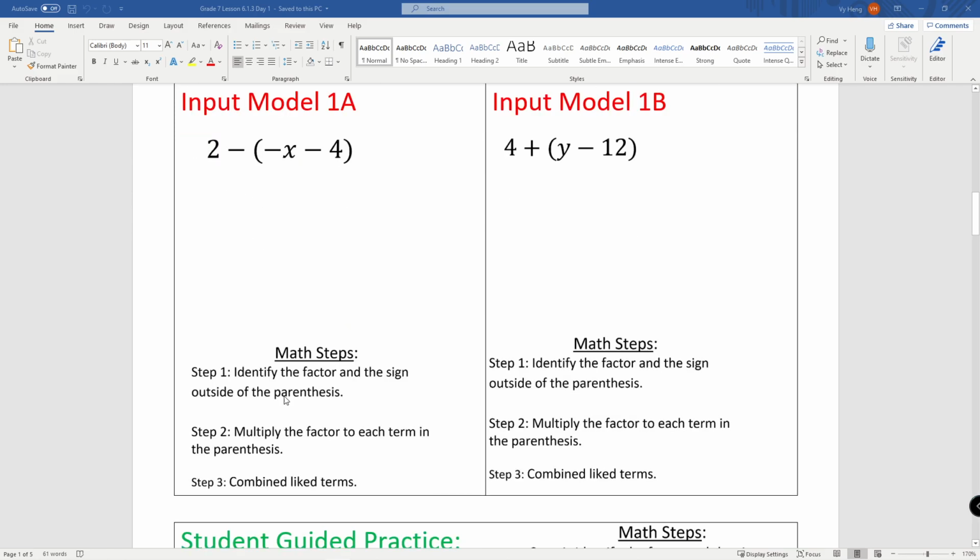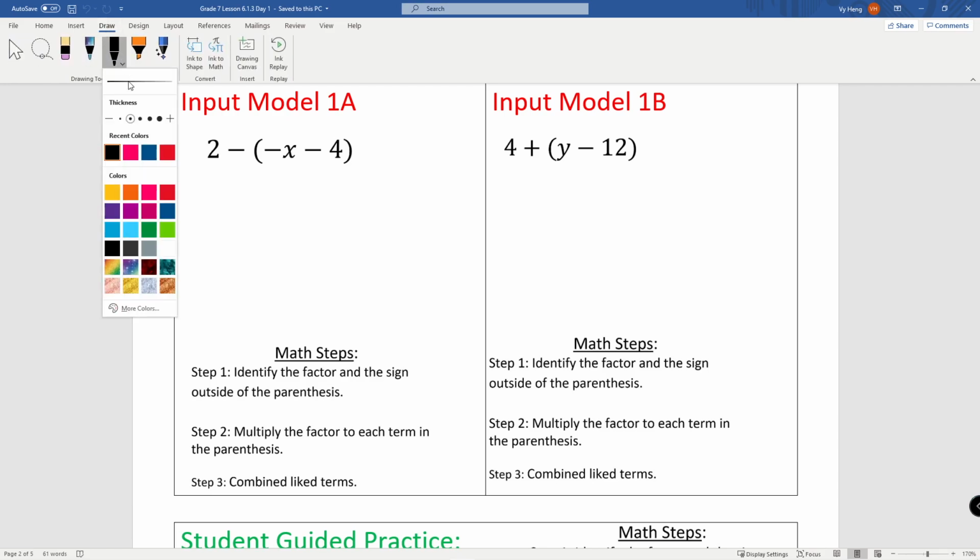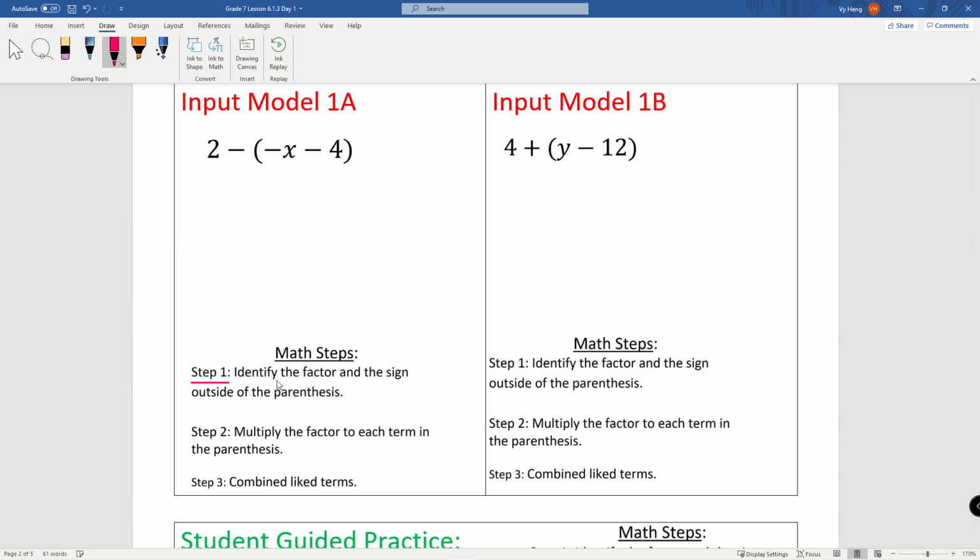Now, the steps are, first step is to make sure I get my drawing feature. So step 1 here is to identify the factor and the sign outside of the parentheses, right? So we know that these are parentheses here. First of all, if we wanted to, we can do the order of operations, meaning we would combine whatever there is in the parentheses first. But if you look at this, the x and the 4 are not like terms, so therefore we can't combine these two, right? They remain separate.